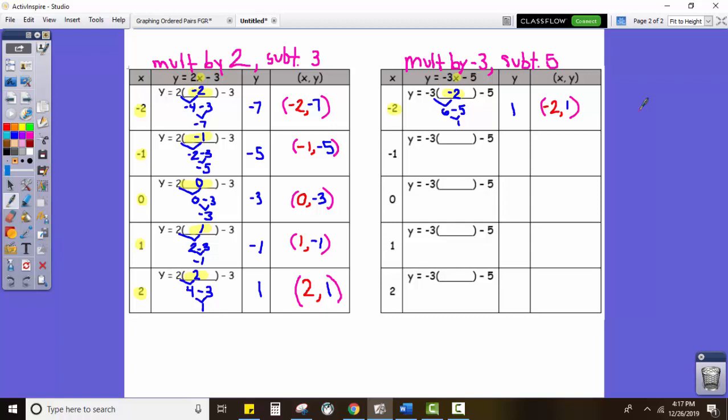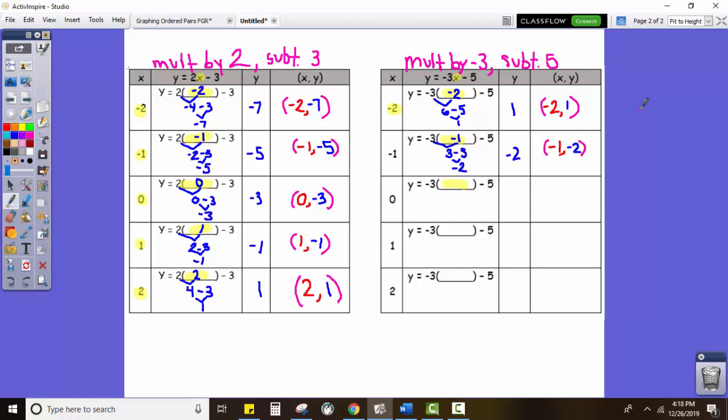Next one, plug in negative 1. And first, multiply it by negative 3. So negative 3 times negative 1 is positive 3. Second step, bring down, subtract 5. 3 minus 5 is negative 2. So you record that for your y value. So my ordered pair will be negative 1, comma, negative 2.